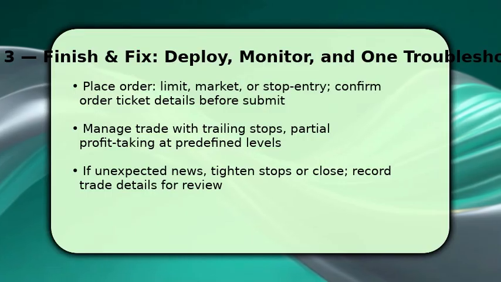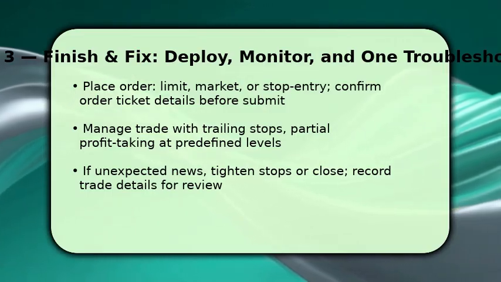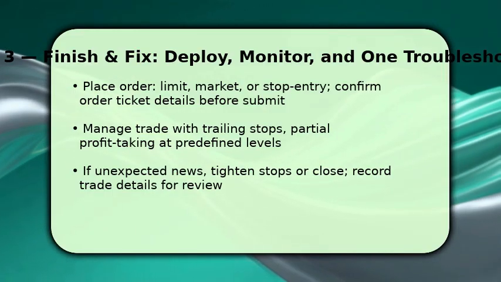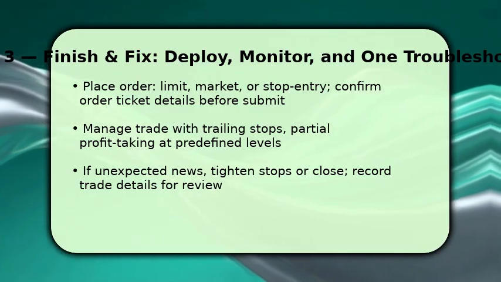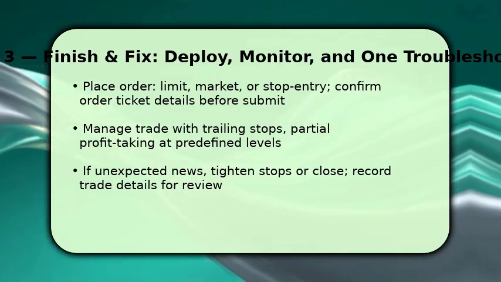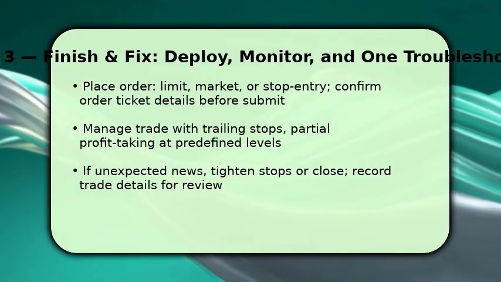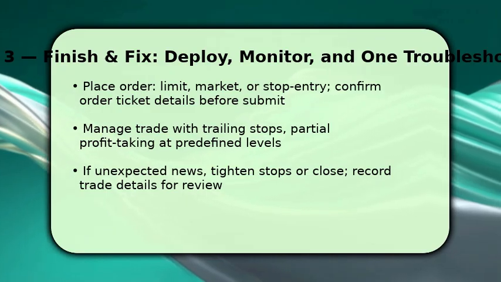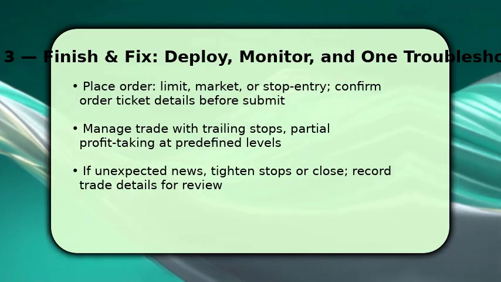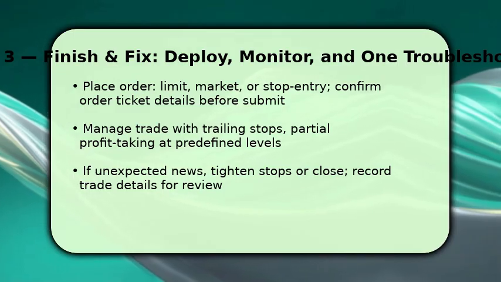You execute the trade by choosing the order type that matches your plan: limit for precision, market for speed, stop entry for breakout plays, and double-check size, slippage tolerance, and order duration. After entry, manage the position with predefined stop loss, trailing stops, and scheduled partial profits to lock gains.